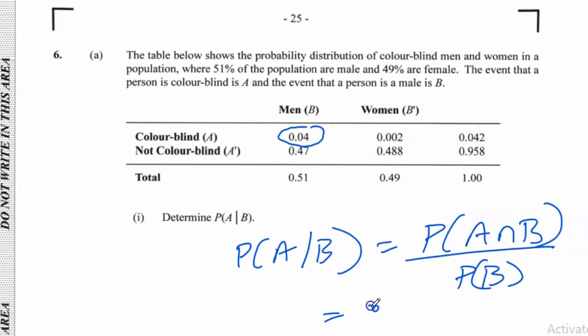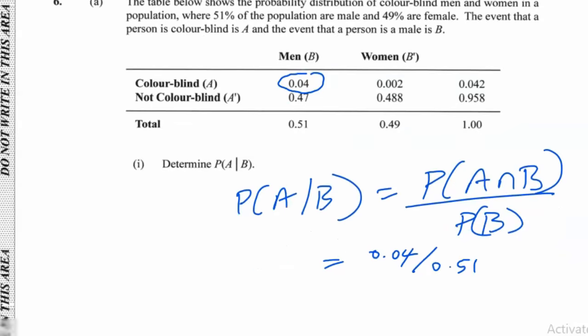0.04 divided by the probability of B. B is just men, which is 0.51. So it's 0.04 divided by 0.51.